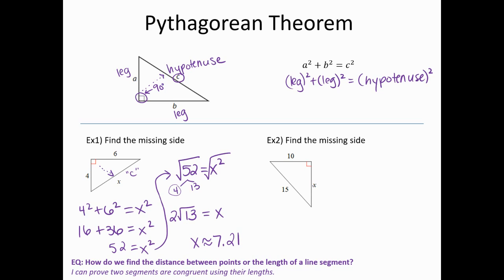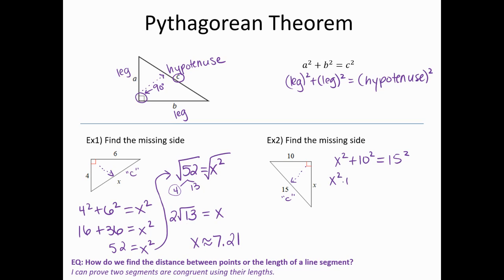This time my x is not the hypotenuse. My hypotenuse is over here. That's this one. That's the C. So it doesn't matter which leg I use for x. So I'm going to make it my A, or my first one. So I'm going to say x squared plus 10 squared equals 15 squared. So that represents my 2 legs squared equals my hypotenuse squared.